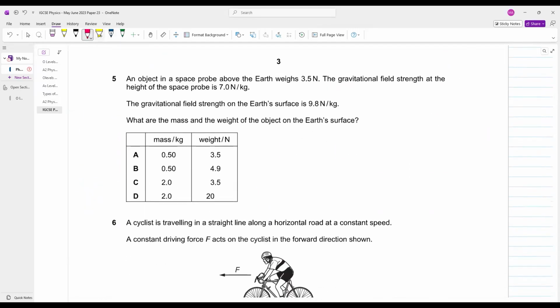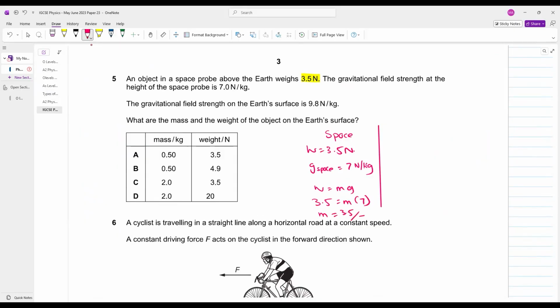Let's further move ahead. An object in the space above the earth weighs 3.5 Newton. Okay. So let's make some partitions here. In the space, your weight is 3.5 Newton. The gravitational field strength in space is what? What is your gravitational field strength in space, beta? 7 Newton per kg. Can you calculate the mass of the object? Yes. Weight is equal to mg. Weight is what? 3.5. You have to calculate mass. Gravitational field strength is 7.